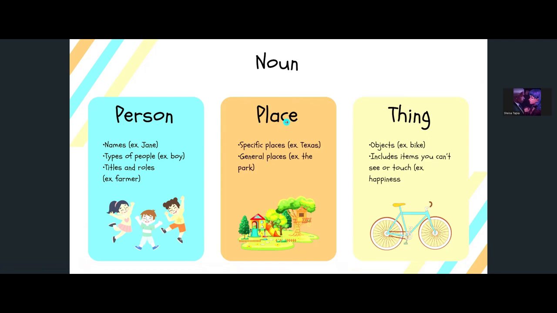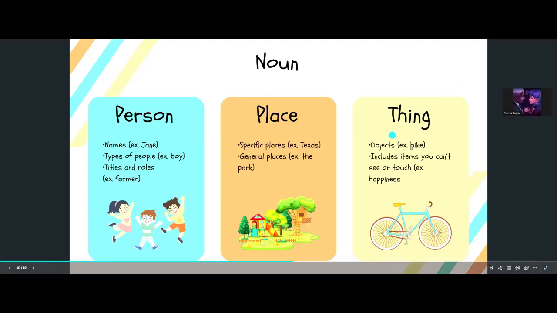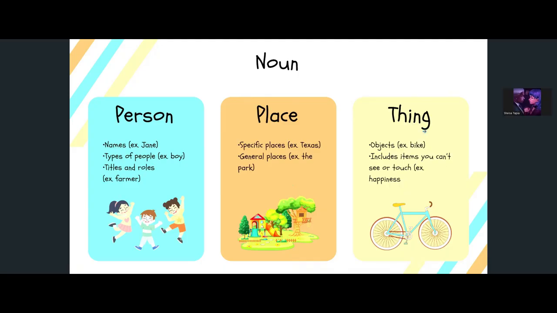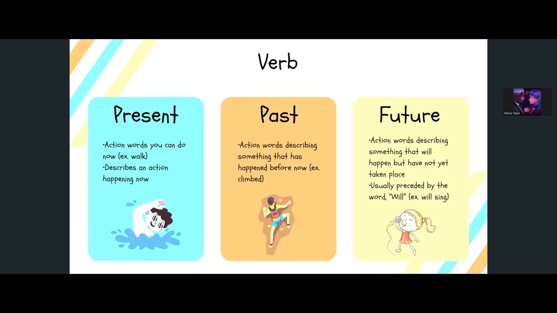Noun is also a place. I tend to use places also in the school to connect it a little bit more, and places that they go outside of school, like the park. And then also things that they have, things that they use, things that they want. And then also things that aren't necessarily physical, like happiness, love.